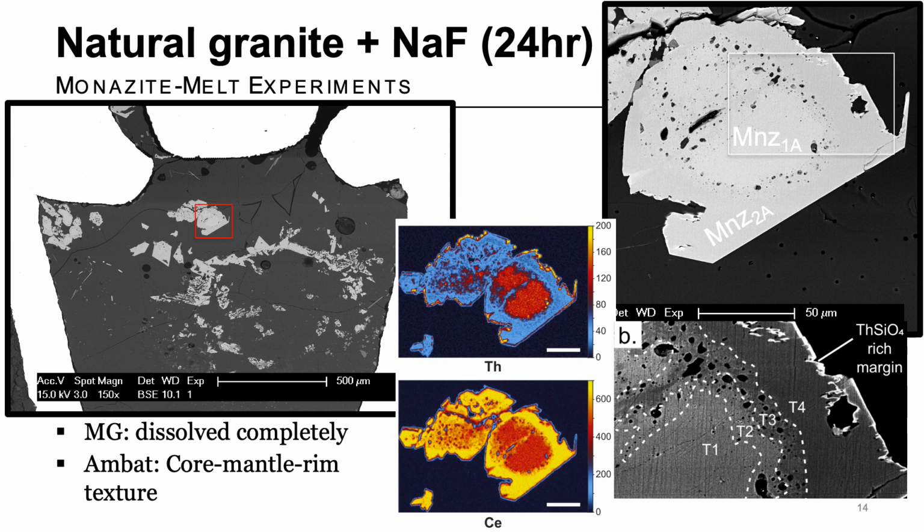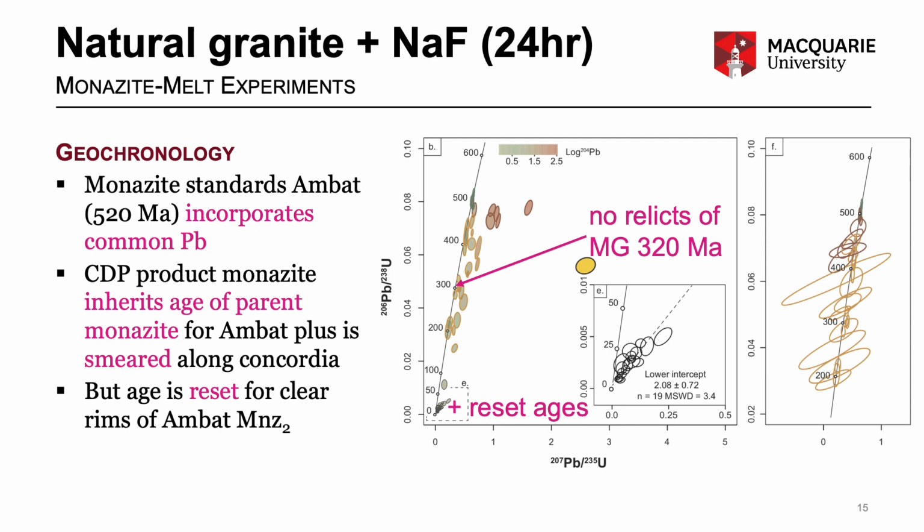Allowing that experiment to continue to 24 hours in this next experiment, we found that the Mount Garnet standard dissolved completely. We couldn't find any evidence of those grains left. The AMBAT standard still had the core rim texture with these domains T1 to T4, but the rim domains were getting larger, possibly by the dissolution of the Mount Garnet standard and migration of that material to form rims and euhedral crystals within the experiment. We found no relics of the 320 age Mount Garnet standard.